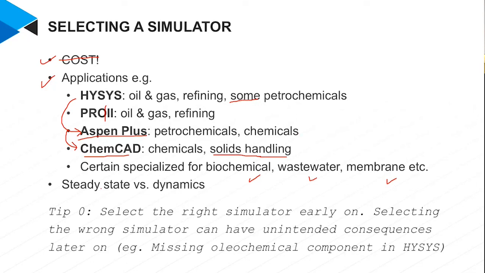All right. And also, if you have a consideration, find out whether you need steady state versus dynamics. So 99.9% of the time, your simulation will be steady state. It's very rare that you need dynamics. So usually we just go for steady state. For steady state, all the simulators above will support it. For dynamics, you need to choose between Aspen HYSYS Dynamics, Pro 2, or Aspen Plus Dynamics. Those are probably the top products in the market.